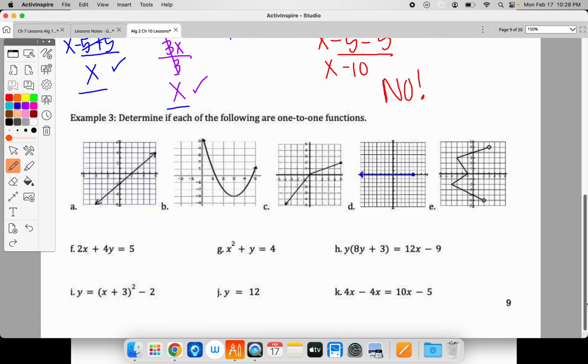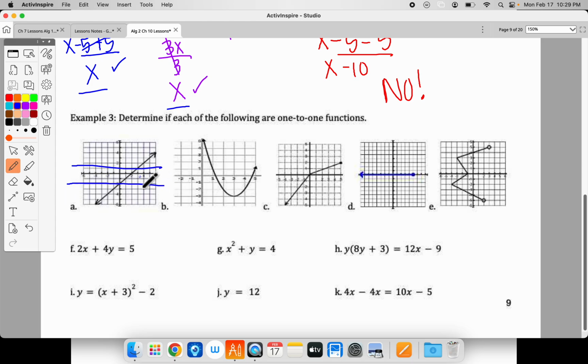Okay, next thing we're going to look at with this are one-to-one functions. Functions just mean that if you tried the vertical line test, you could draw a line and it only hits the graph in one spot, no matter where you draw that line. So like over here, if I drew a line, it hits the graph 3 times. That's not a function.